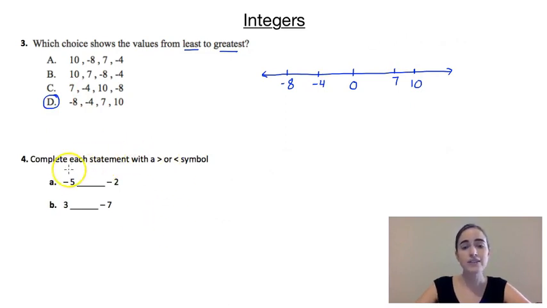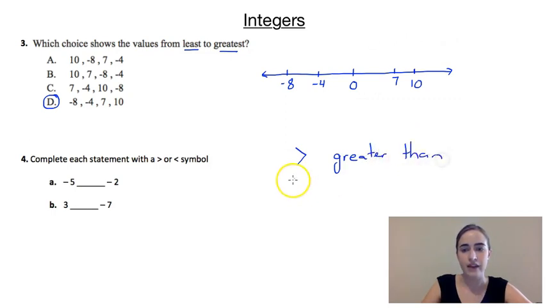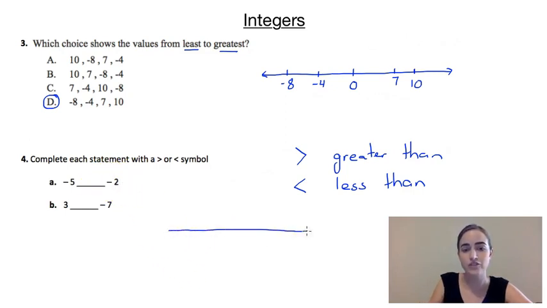Our last example asks us to complete each statement with one of these symbols. So we need to know what those symbols mean. If we've got this symbol here, that means greater than. And if we have it going the other way, that means less than. So we need to decide whether minus 5 is greater than or less than minus 2 for this first one. Again, drawing up a really quick number line, I'll put 0 up here. Now we would have minus 1, minus 2 here, and then we'd have to keep going to get down to minus 5. Because minus 5 is further to the left, minus 5 is less than minus 2, so we're going to put a less than symbol in there.